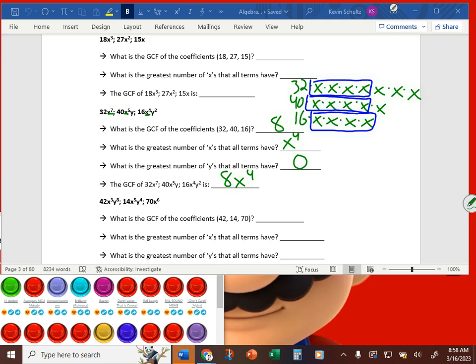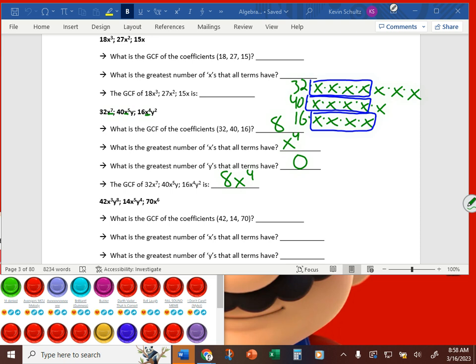8x to the 4th, because they all have an 8. They all have at least 4 x's. They don't all have a y. Okay? So your knowledge of expanded form comes in handy here, right? Knowing what those powers mean.